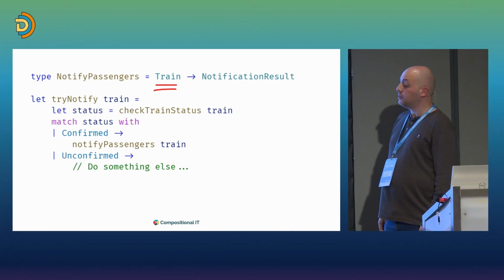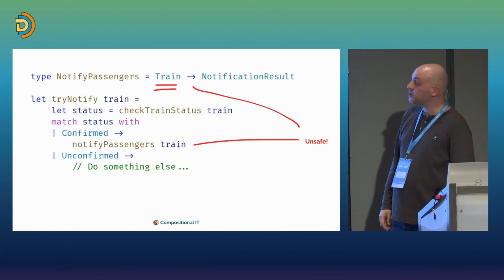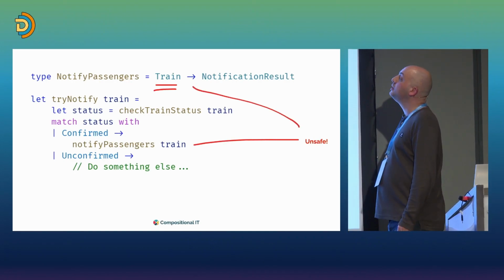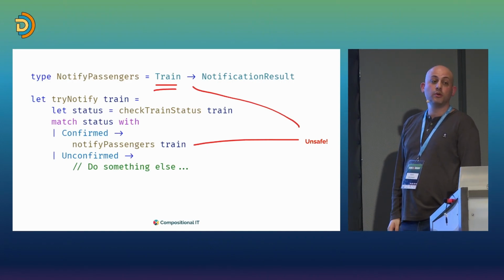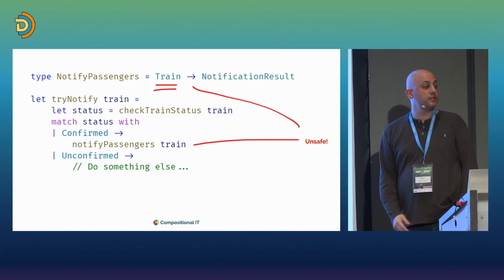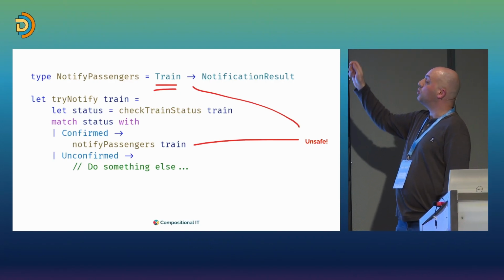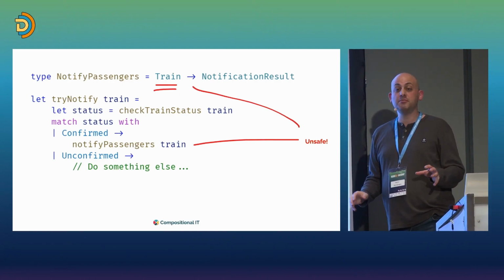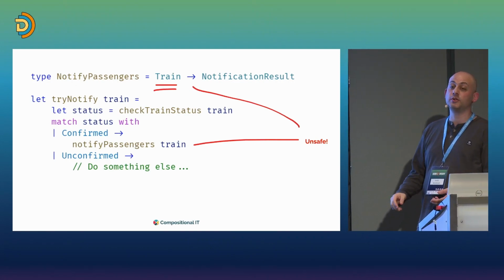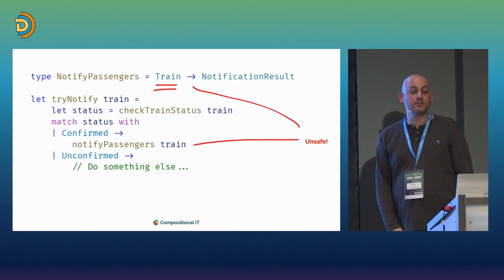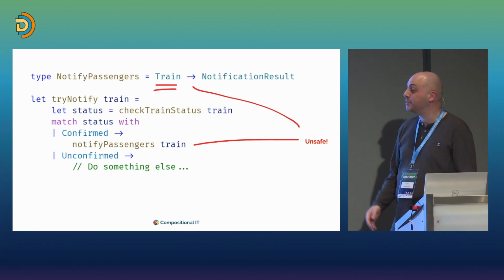Yeah? The problem with this sort of approach is that this is unsafe. If you look at the signature at the top there, it's saying any train can be called. Whether it's confirmed or not is irrelevant. Yeah? If I've got a train, I can call it. And as a development team, make sure you never do this. Always check this field first. And if you do it wrong, we'll have sent out some emails to passengers and taken their money. Big deal.